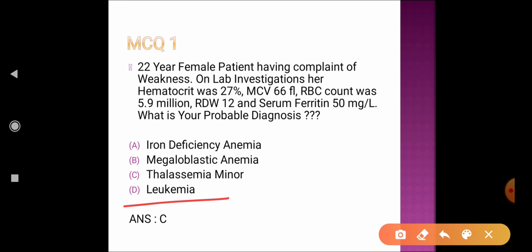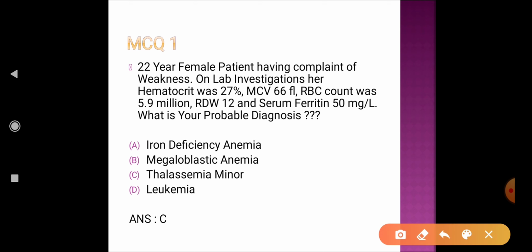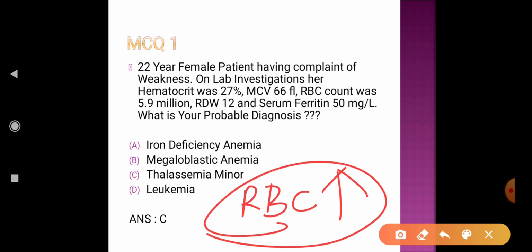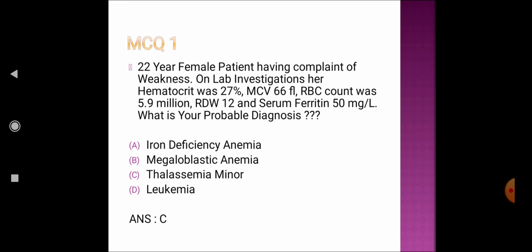Obviously it could not be leukemia, because in leukemia such findings are not seen. So this is your first MCQ. Remember, whenever the hemoglobin and MCV values are low but the RBC count is high, your case is thalassemia minor. You can also calculate the Mentzer index, that is MCV divided by RBC count. If it is less than 13, then your case will be thalassemia minor. Calculate the Mentzer index here, it is around 11, so it's a case of thalassemia minor.